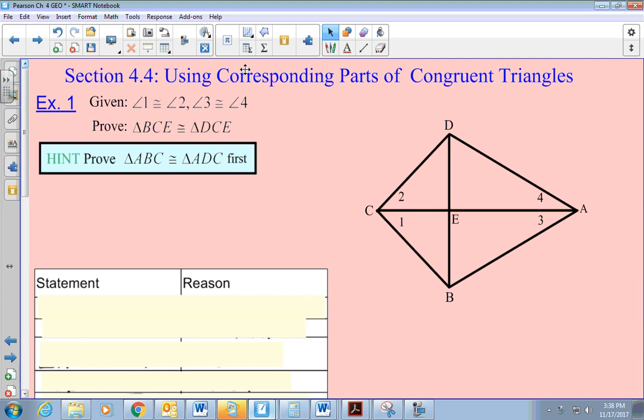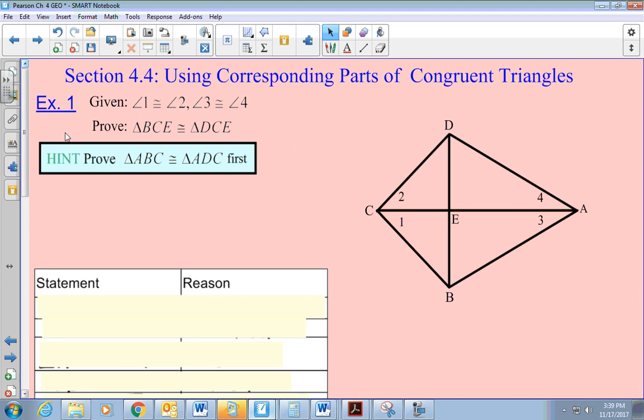We talked a lot about corresponding angles, and corresponding angles, if you remember, are angles that are in the same position. So they're both to the right, they're both above the parallel lines, and they're buddies together. So we're going to extend that idea to congruent triangles.